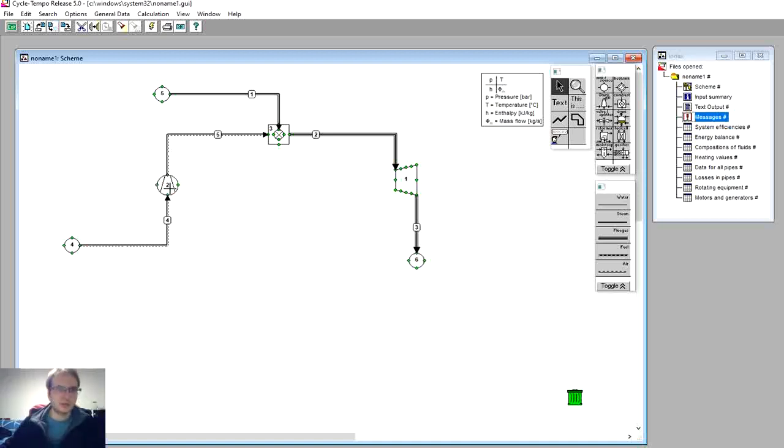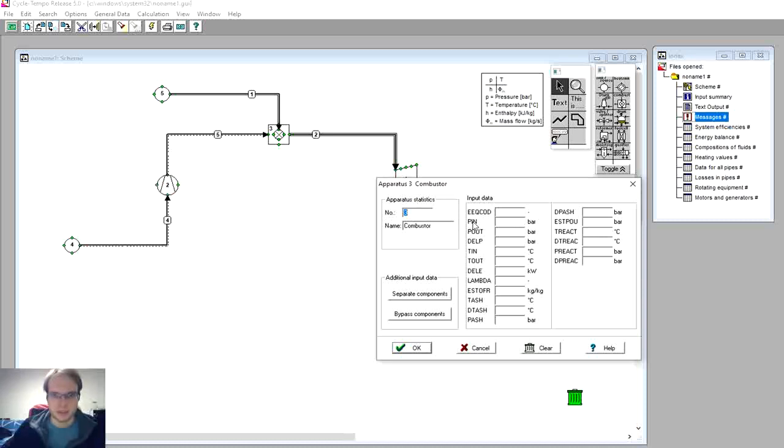Okay, now what else we need to specify? We will need to specify our combustion chamber, our combustor. As most of the components, we will need to specify some pressure drop. Let's put in 0. We haven't specified in our problem inlet pressure at the outlet of the compressor, so we can specify it here. Let's put in 20 megapascals, 20 bars, meaning pressure ratio of 20. And let's specify outlet temperature of combustion 1300 degrees C.